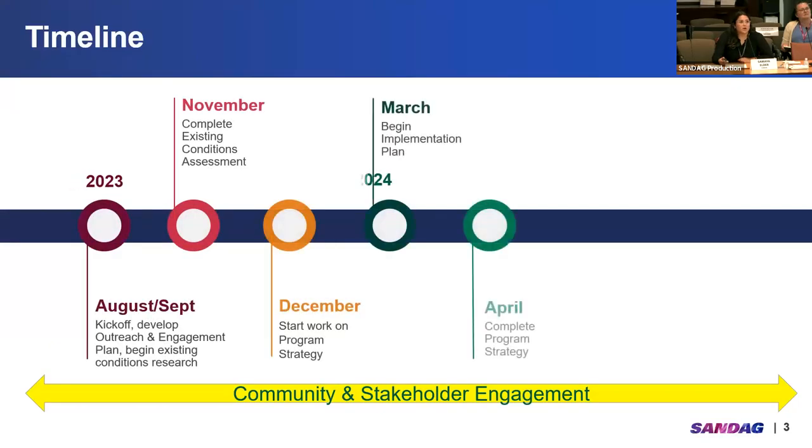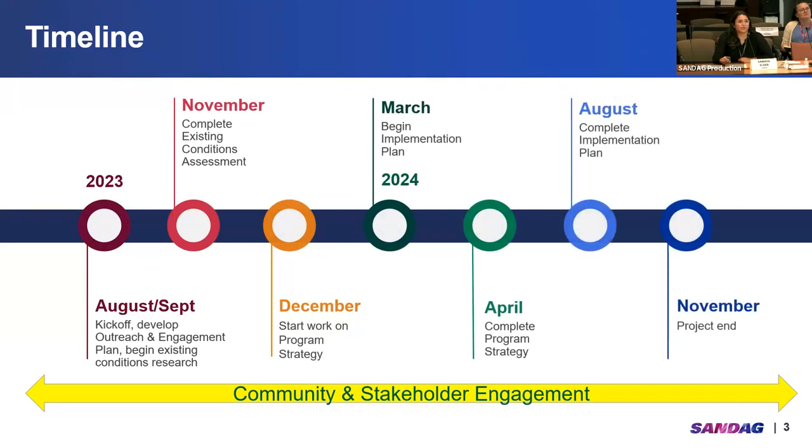So looking at a timeline and an overview of the tasks that we'll be completing through November of next year to design this program, we're looking at conducting community and stakeholder engagement throughout the duration of the project, but of course we'll be aligning with some of these major deliverables. So for example, a program strategy, we're planning to start work on that later this year. And following that, we'll have an implementation plan. One of our first steps, though, before we get to that, is to develop this outreach and engagement plan, which, as I mentioned, we now have a draft of.